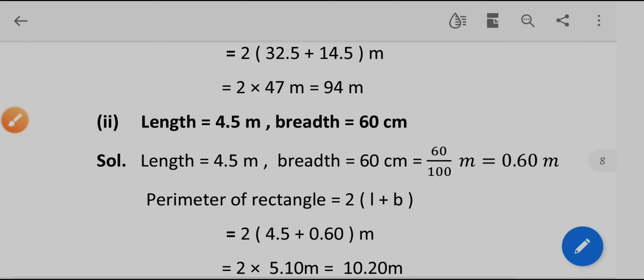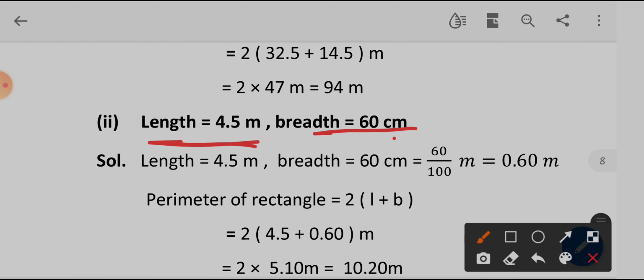Then see the second. Length is 4.5 meter, breadth is 60 centimeter. But you can see one is given in meter, the second one is in centimeter. So first of all we have to change into the same unit. हमें same unit में change करना है. Either you can change from meter to centimeter या सेंटीमीटर से मीटर में. हम या फिर किसी मीटर को सेंटीमीटर में चेंज कर सकते हैं या फिर सेंटीमीटर को मीटर में.